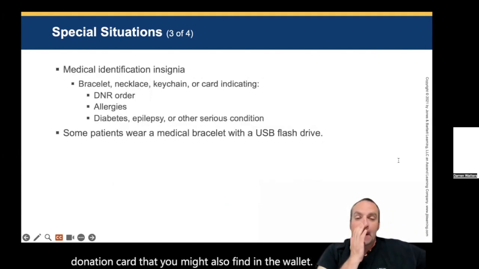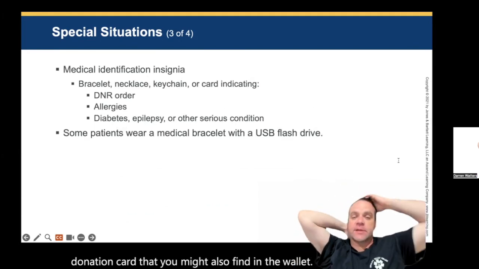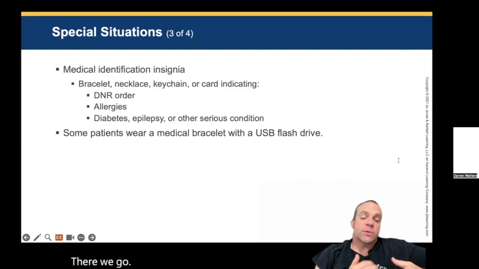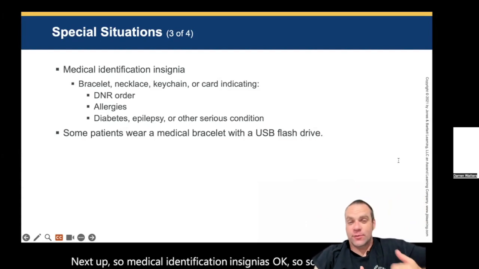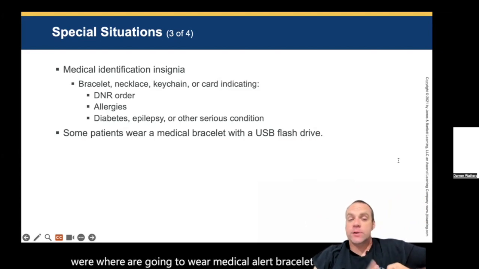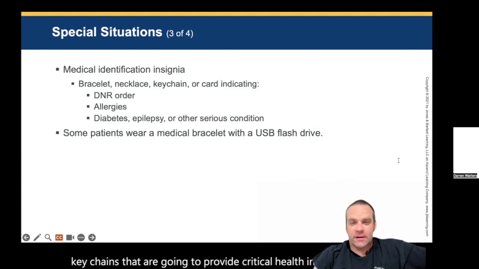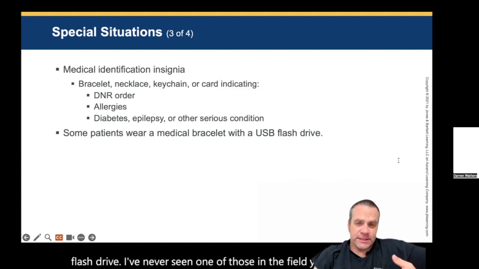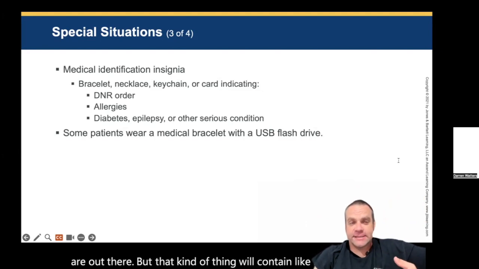Next up, medical identification insignias. Some patients are going to wear medical alert bracelets, necklaces, keychains that provide critical health information. You might also find a wallet card or, in more modern cases, a USB flash drive. I've never seen one of those in the field yet, but they are out there. That kind of thing will contain medical history, allergies, emergency contacts.